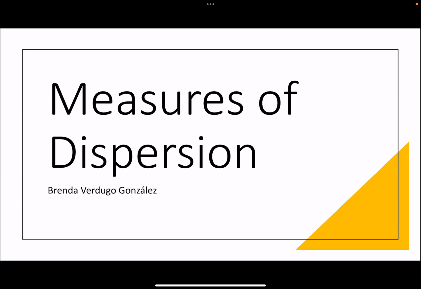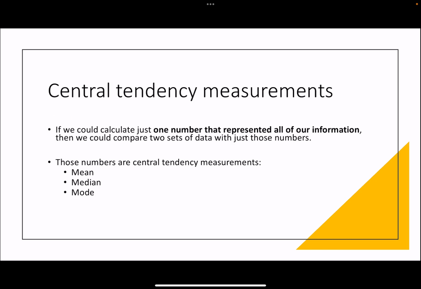Besides the measures of central tendency, there are some other measurements called measures of dispersion, and they are also very important if we want to have the big picture of what numbers are trying to tell us. Central tendency, as we saw before, is just one number that represents all of our information, just so we can compare two sets of data. We saw the mean or the average, the median, and the mode.